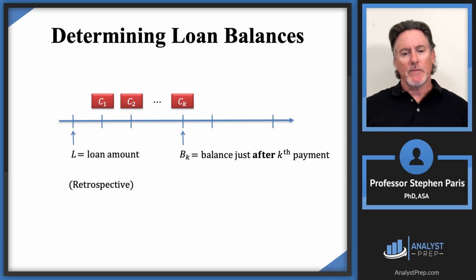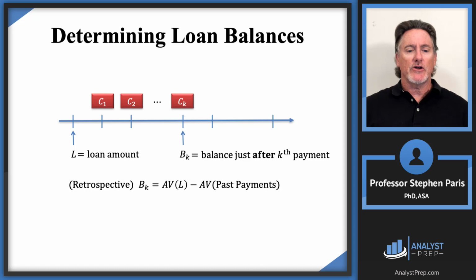Retrospectively, the balance at time K we can think of as the accumulated value of the loan amount. That's how much you would owe at time K had you not made any payments at all. But the fact of the matter is you have made some payments: this cap C sub 1 at time 1, a cap C sub 2 at time 2, and so forth. So you need to subtract off from the accumulated value of the loan amount the accumulated value of the payments that you've already made, those past payments. That's the big picture for the calculation of the balance of the loan at time K. Try to develop some intuition on this. It should make some sense to you.